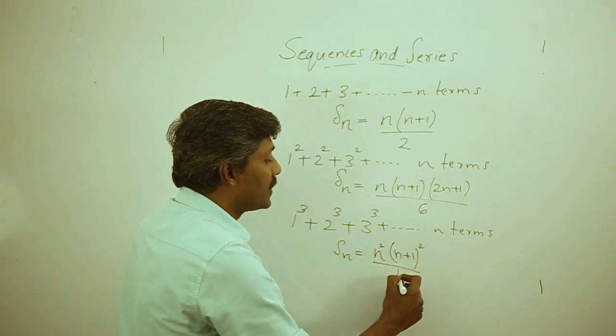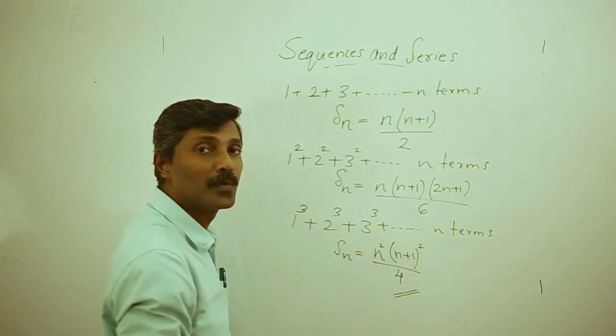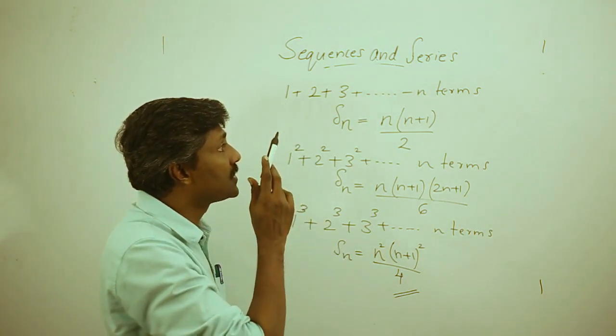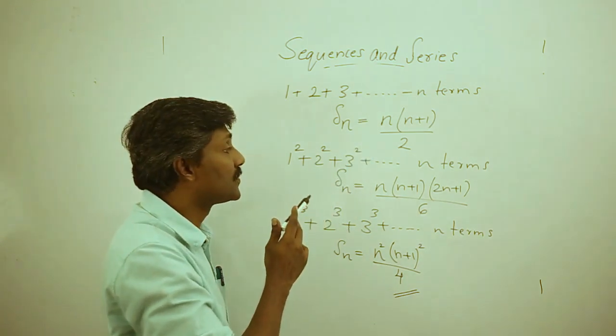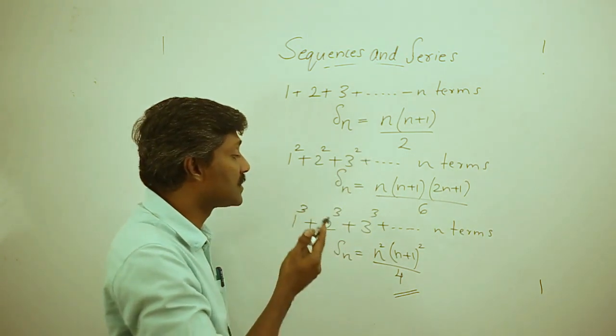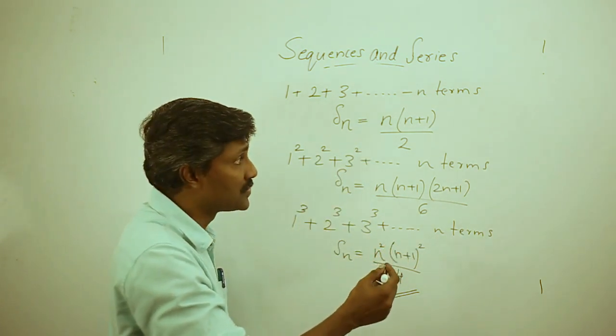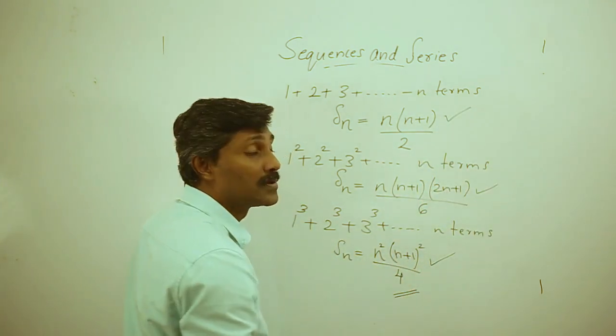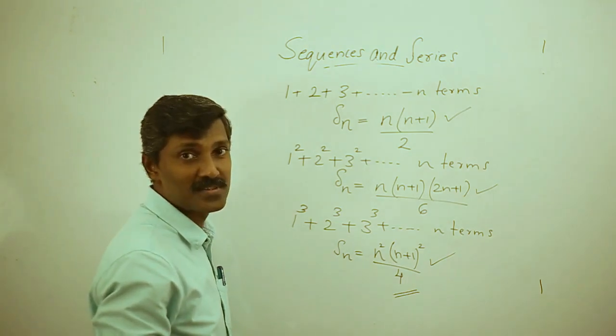Okay, so these are the 3 special series: the sum of first n natural numbers, sum of the squares of first n natural numbers, and the sum of cubes of first n natural numbers. So remember these 3 formulas and you will be able to solve the problems related to these.